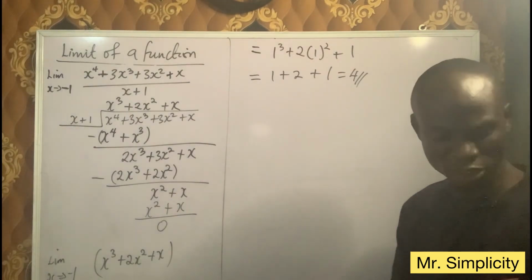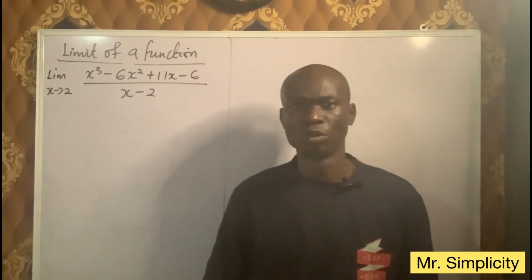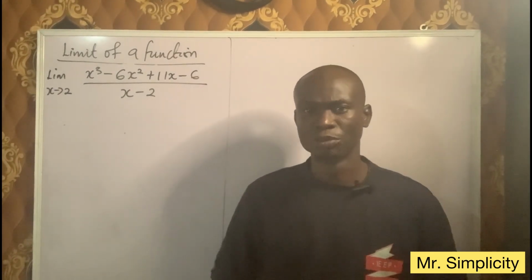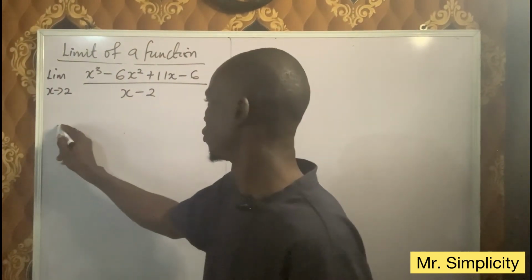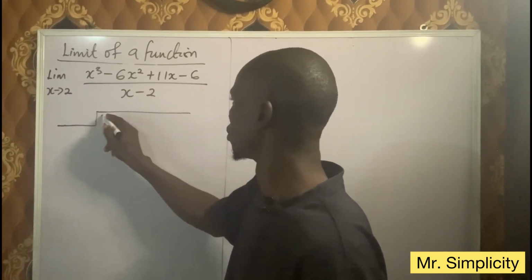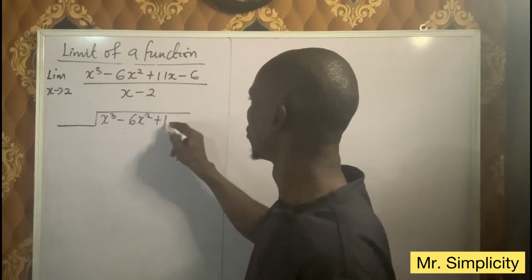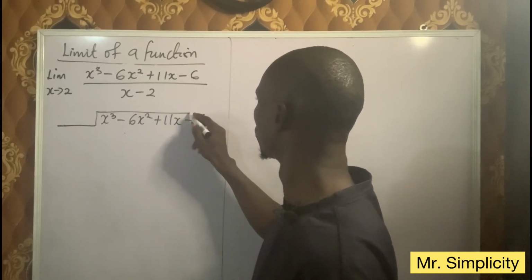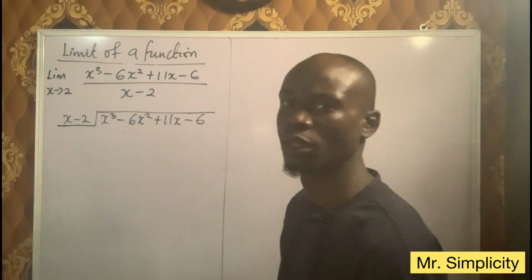Let's take a similar example right away. Okay, this is a similar example. I'm going to follow exactly the same procedure. Let's see what we'll get. So by long division, this is x cubed minus 6x squared plus 11x minus 6. Here we have x minus 2 as the divisor.